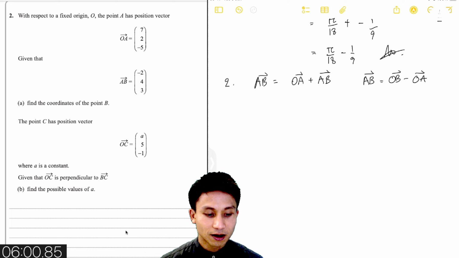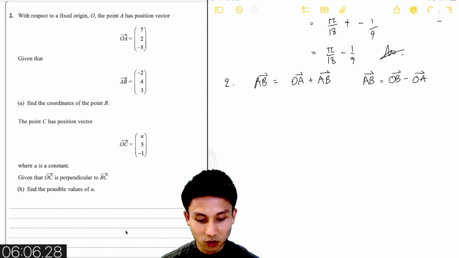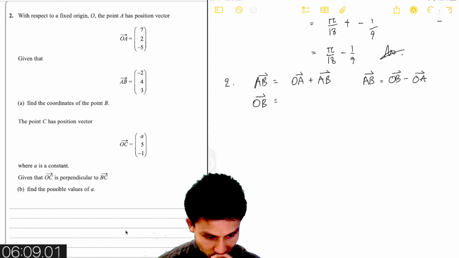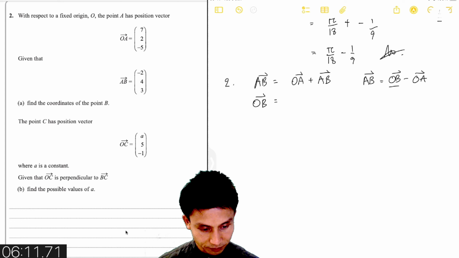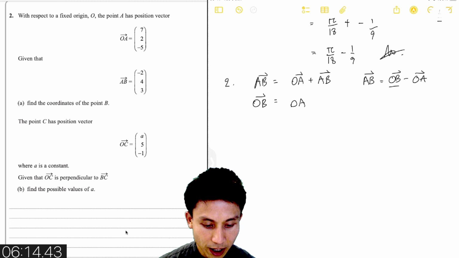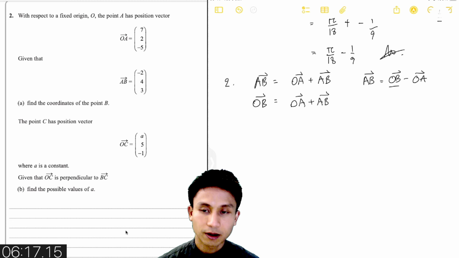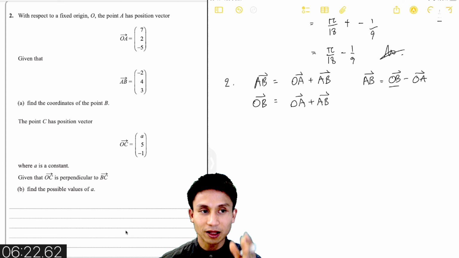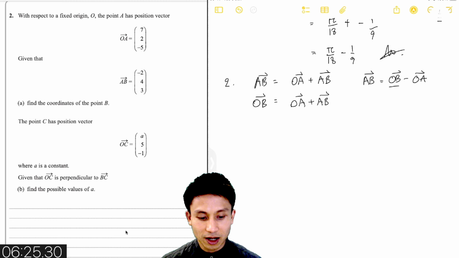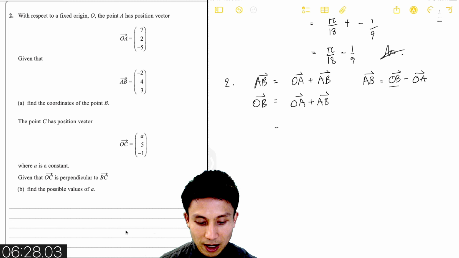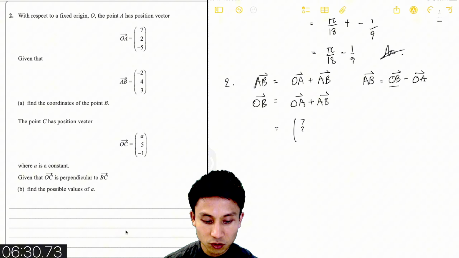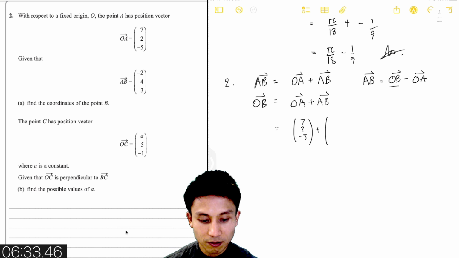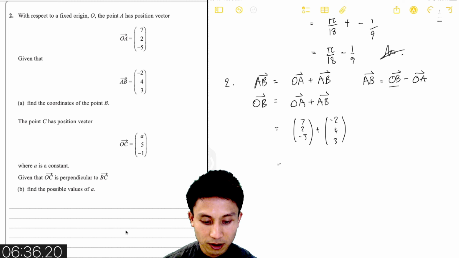But because we need the coordinates of B, we need to find the position vector OB. So we make OB the subject, maybe from this one. So it's going to be OA plus AB. And that makes sense if you think about the order of the letters in the equation. O to A, and then repeating A, and then to B. Just see the pattern there. So that means we need to add 7, minus 5 with AB, minus 2, 4, 3. And that would give me, I'm just going to write here, maybe save more space.